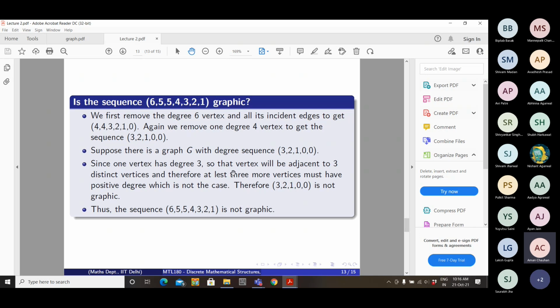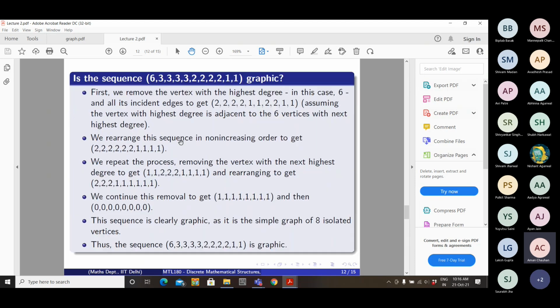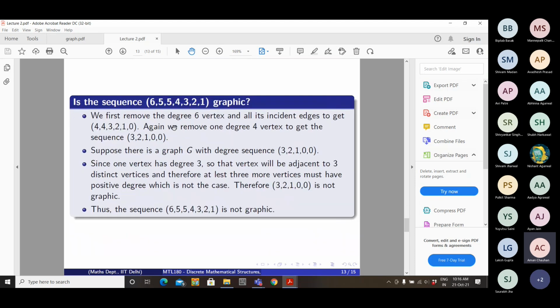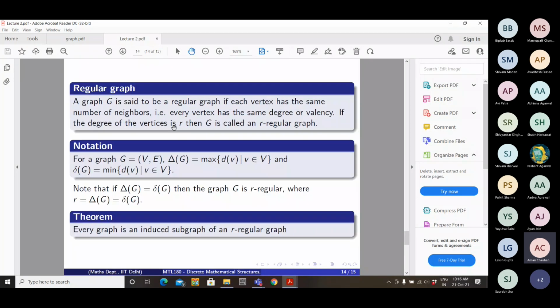So is it clear? Means these 2 examples. Yes, sir. Those are very important, right? So okay, so that's all I can say. If it's clear, I will move to the next thing, means regular graph.